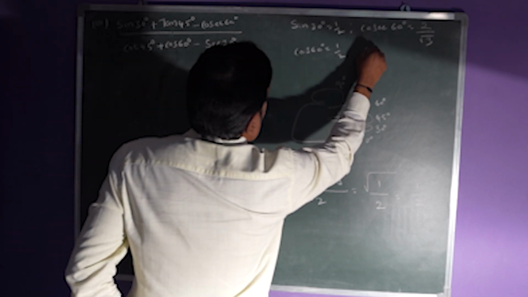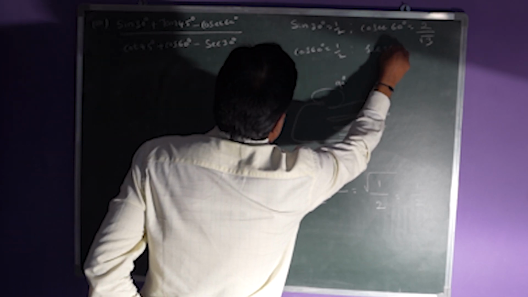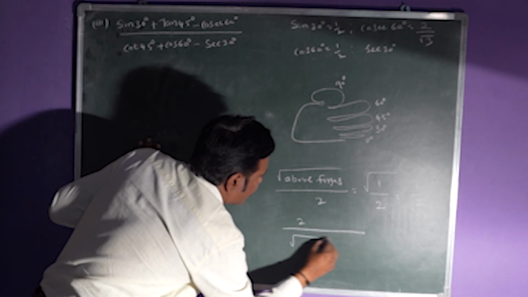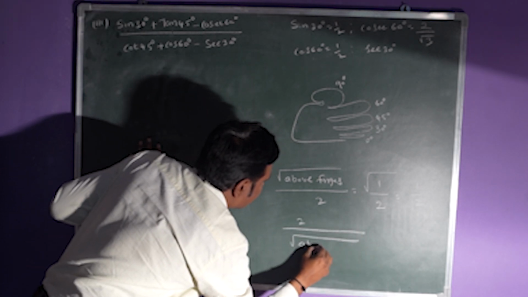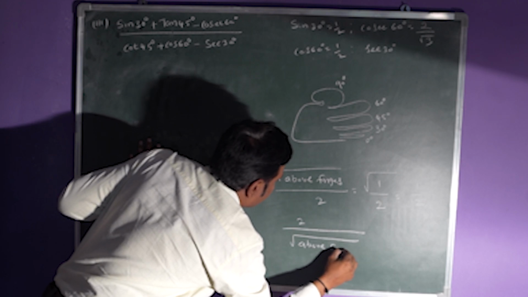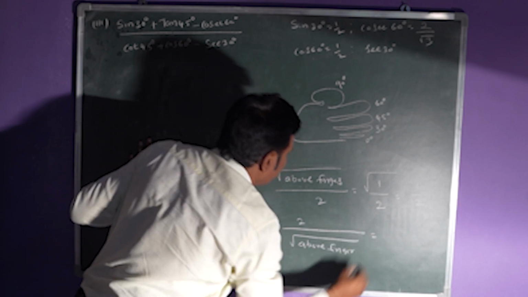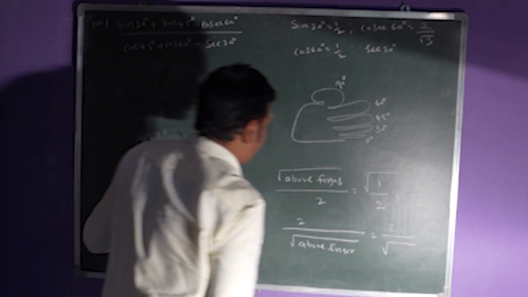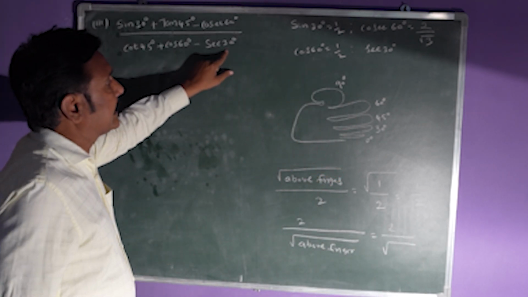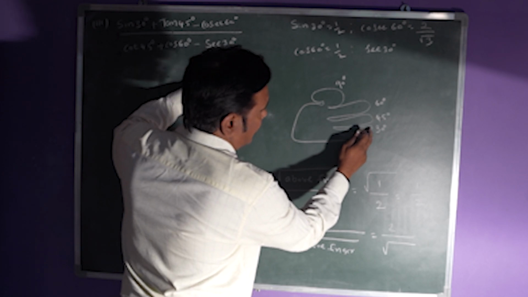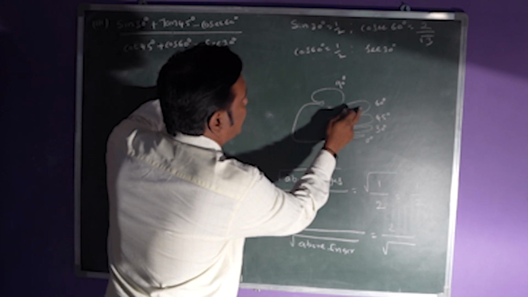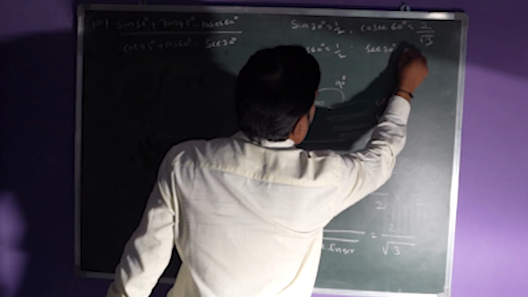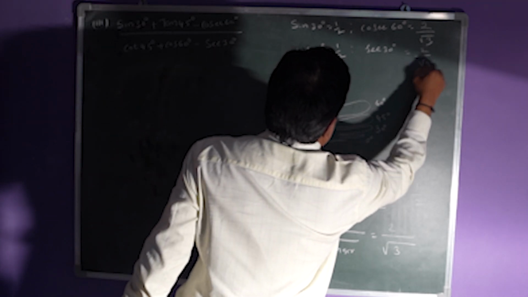And next, cos's opposite is sec 30 degrees. Sec means 2 by root of the above finger. The 30 degrees above finger count is 1, 2, 3. So 2 by root 3 is the sec 30 degrees value, equal to 2 by root 3.